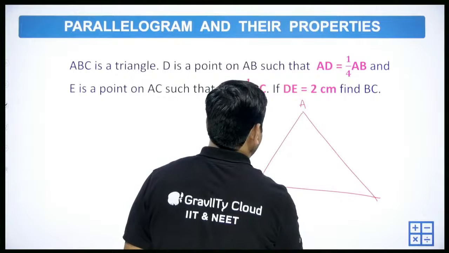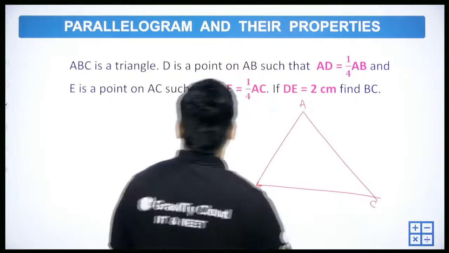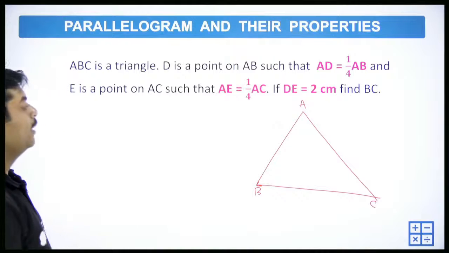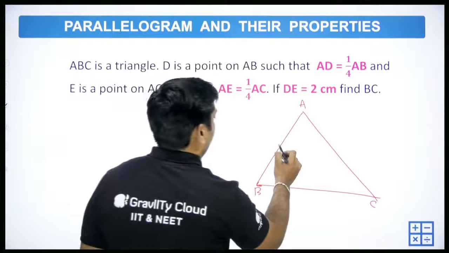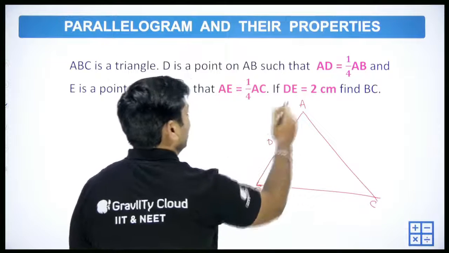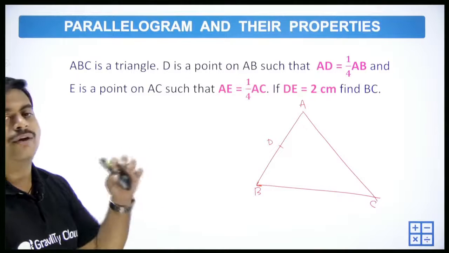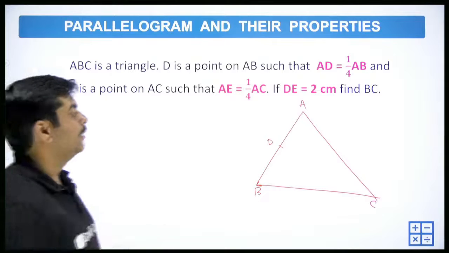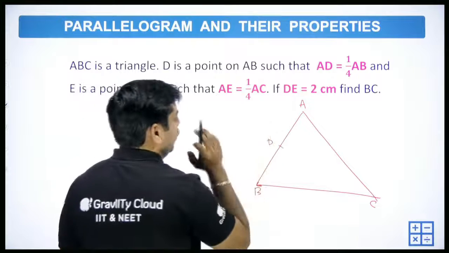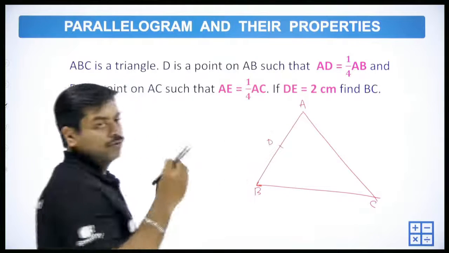And what ratios are given here? Let's see what ratios are given here. D is a point on AB such that AD is equal to 1/4 of AB. That means if complete AB is 1 unit, AD is 1/4 of that.